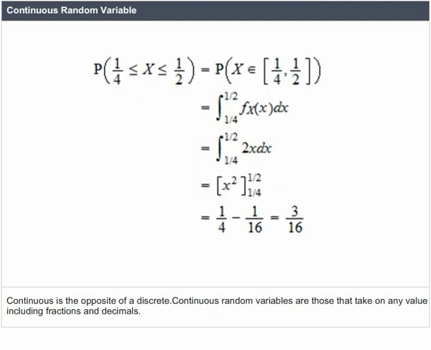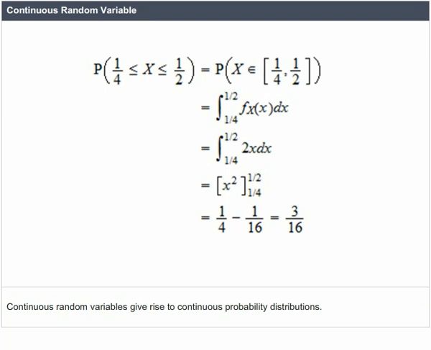Continuous random variable. Continuous is the opposite of discrete. Continuous random variables are those that take on any value, including fractions and decimals. Probability of 1/4 less than or equal to X less than or equal to 1/2 equal to probability of X belongs to the closed interval [1/4, 1/2] equal to integral from 1/4 to 1/2 of f of x dx equal to integral from 1/4 to 1/2 of 2x dx. After integrating, we get 3/16. Continuous random variables give rise to continuous probability distributions.